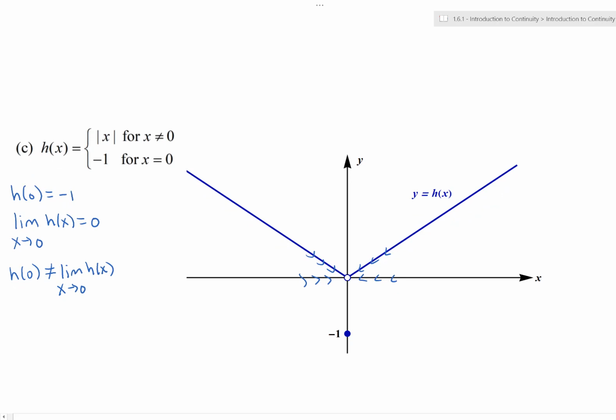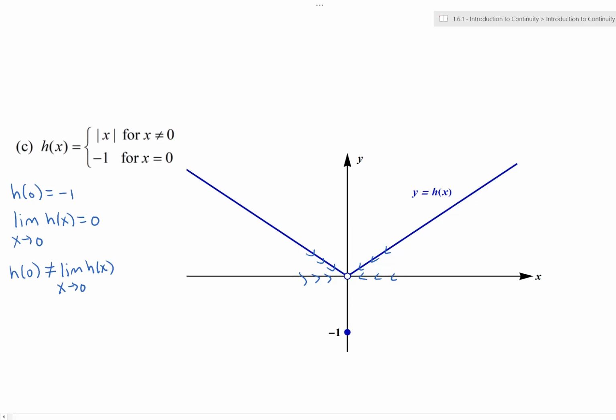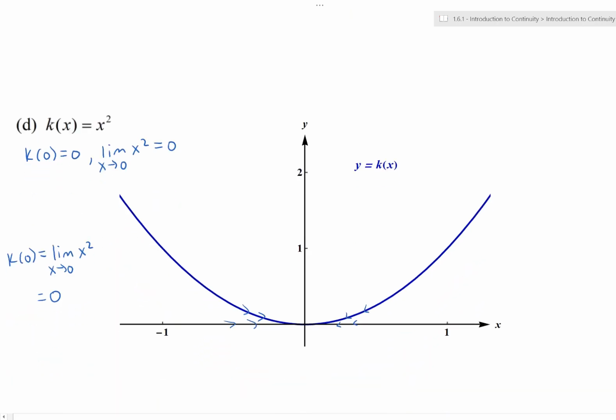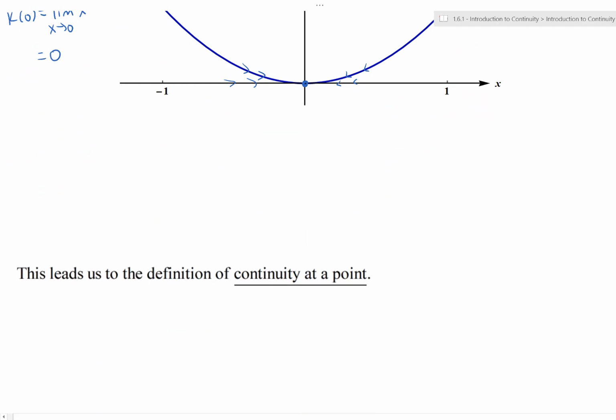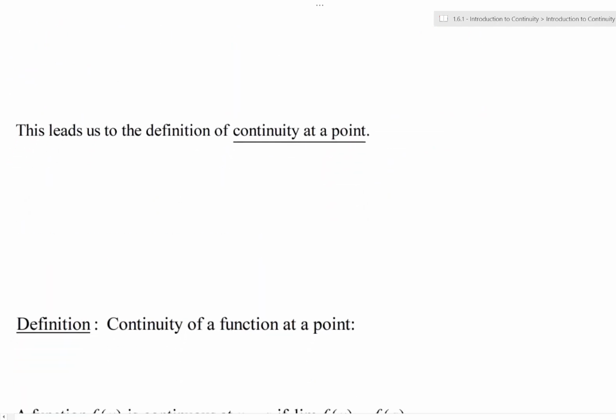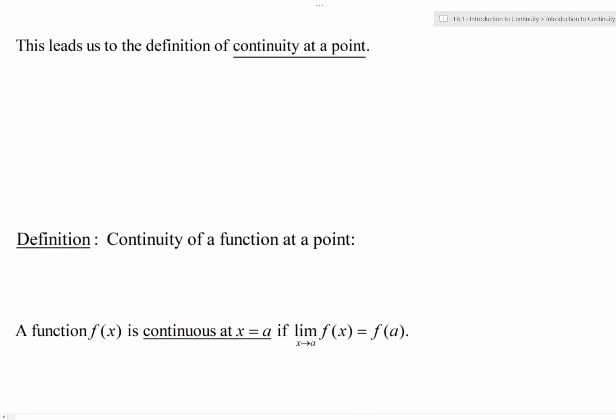Because like in this example in part C, we saw that, well, the limit existed at 0, but it was not equal to the output value of the function at 0. So there's still that problem spot. And so in this part D that we just looked at, they matched up. The output value of the function, which is 0, right there, is the same thing as the limit of the function. When those two things both exist and match up, nice behavior happens. And so that tells us that we're going to define what the continuity at a point is for a function. And here's the definition right down here.